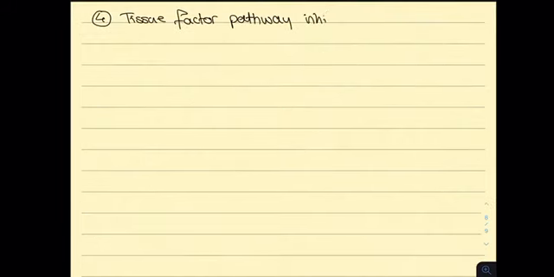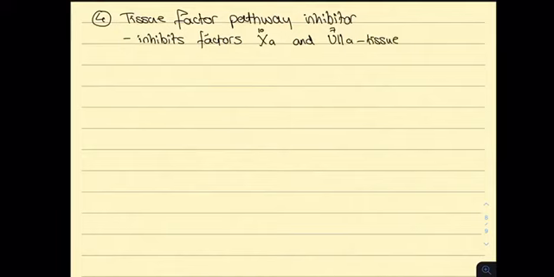And finally, we have the tissue factor pathway inhibitor, or TFPI, that inhibits both factors 10 and 7. The way I like to remember this is that it starts with the letter T, so T for 10, and also the T kind of looks like a 7, so hopefully that helps you too.